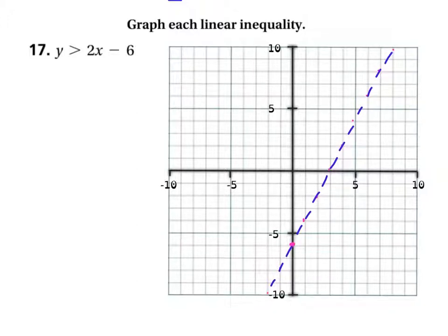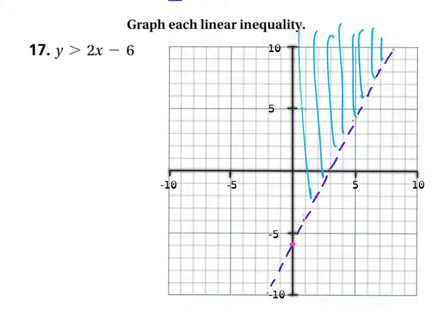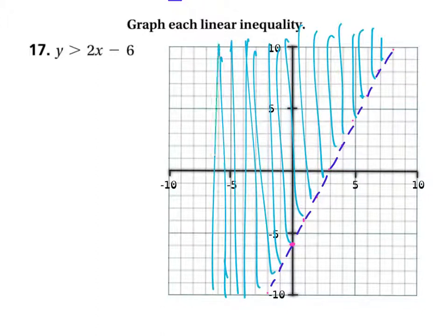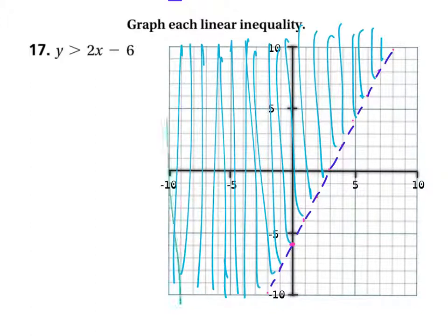So first of all, what do we have? We have y is greater than this line. So we need values that are above the line. So we want values that are on this side of the line. This entire region above that side of the line is going to be values that work.